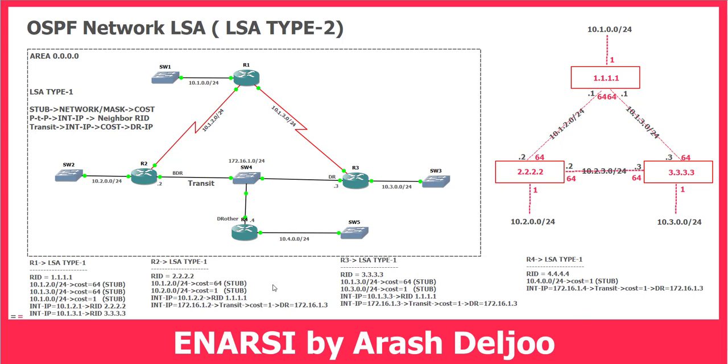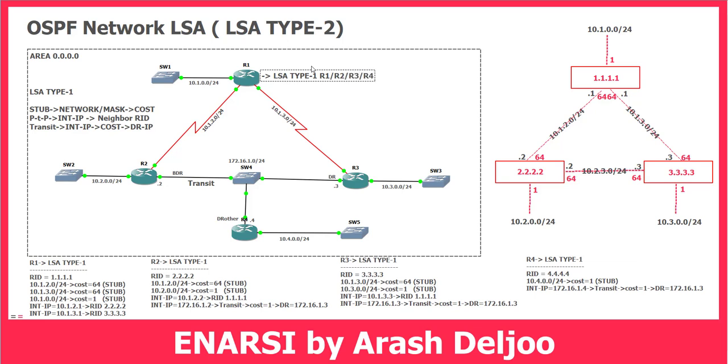Now we have 4 LSA type 1. Why? Because we have 4 routers. In one network, when you have 4 routers, you will have 4 LSA type 1 in each router. Because of that, in router 1, router 2, router 3, and router 4, you will have 4 LSA type 1 received from router 1, router 2, router 3, and router 4.